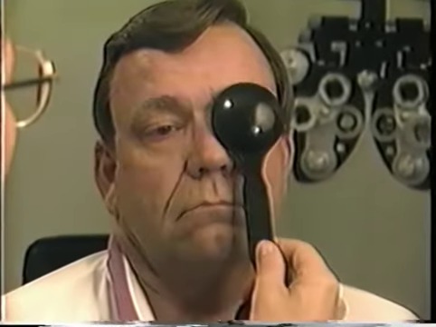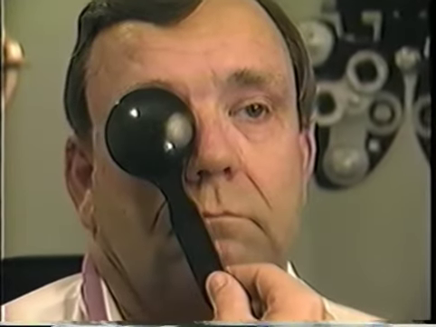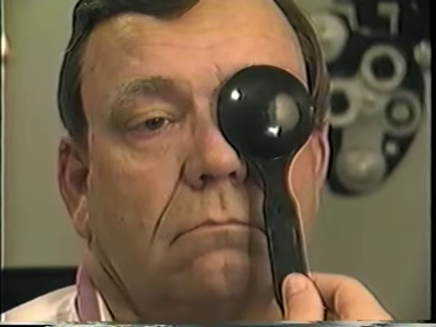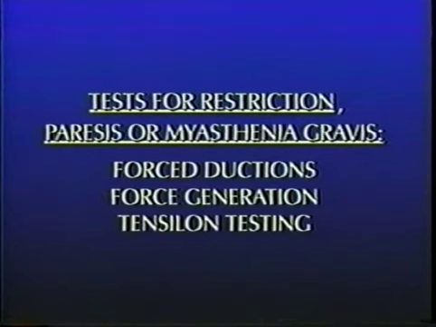It's important to note that myasthenia gravis can simulate any concomitant strabismus pattern, especially a paresis as seen in this patient with vertical strabismus and ptosis. Laboratory tests such as acetylcholine receptor antibody titers, electromyography, and others are useful in the diagnosis of myasthenia gravis. In addition, there are specific tests which differentiate the ophthalmic findings of myasthenia gravis from restrictive or paretic strabismus. They include forced ductions, force generation, and tensilon testing.